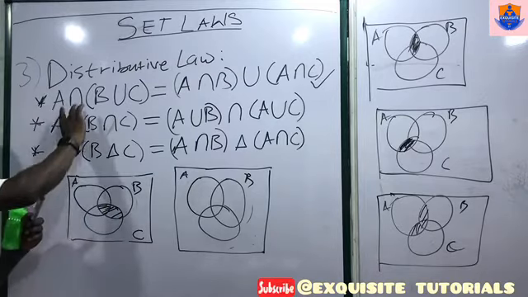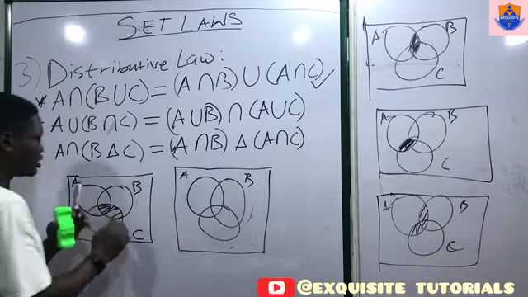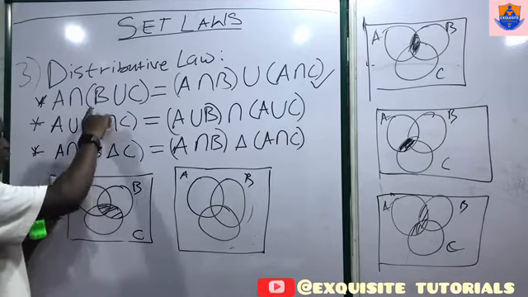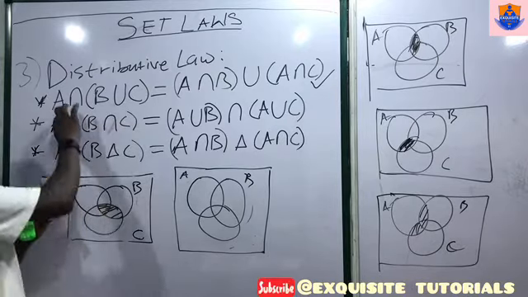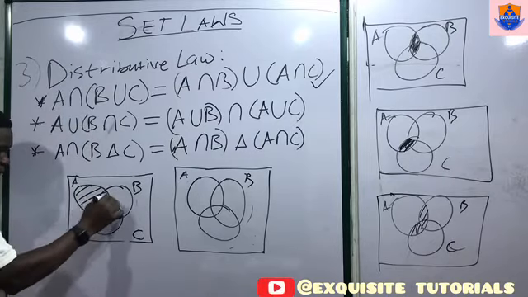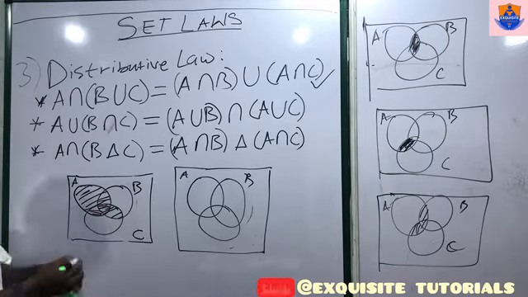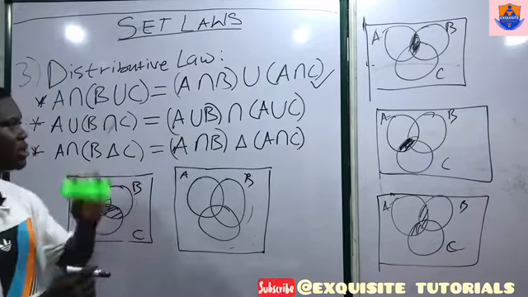And you are adding it up with A. So you are joining B intersect C, which is this part, and adding it up with A. So what you get is this region. So we want to verify if this is the same as this.